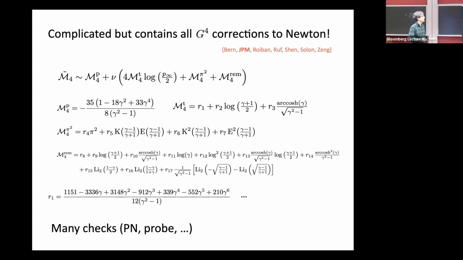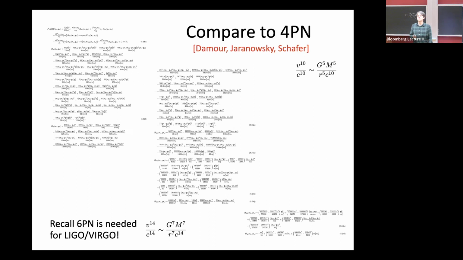So these are the calculations that we are able to do, and then I'll show you how this can be useful or not. But there's still a way to go because we have to get to 6PN, which is much higher order in Newton than we currently are.